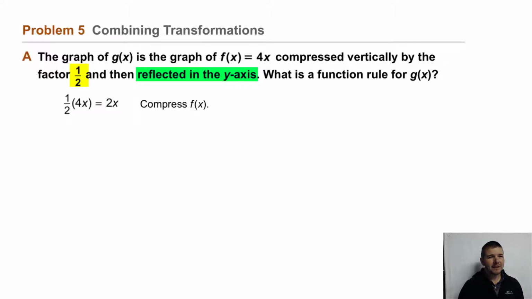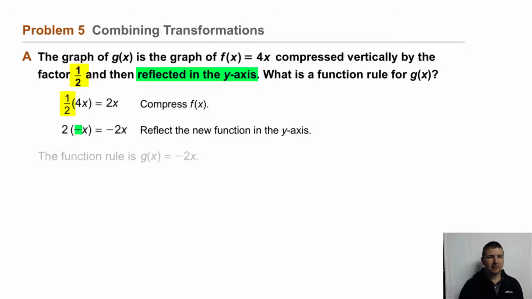Well, first we'll compress f of x. So 1/2 times 4x, that's 2x. Then we'll reflect the new function in the y-axis. So our input, rather than being x, will now become negative x. So 2 times negative x, and that simplifies to negative 2x. So our function rule, g of x, equals negative 2x.